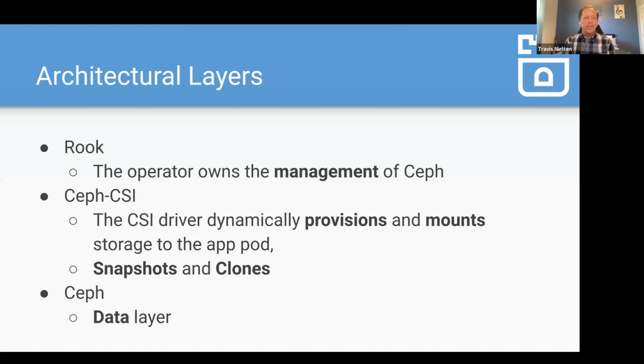and automate. The CSI driver is the next level, where just like any other CSI driver, it will provision and mount the storage, and provides functionality like snapshots and clones. So all of what you'd expect from a CSI driver, we provide that. And then Ceph itself provides a data layer. And Ceph, at the end of the day, doesn't even know that it's running in Kubernetes. It just knows, I'm a distributed system and I'm going to provide you data. Rook is not in the data path. It just sets it up, mounts the storage, and then it's all up to Ceph as that stable data layer.